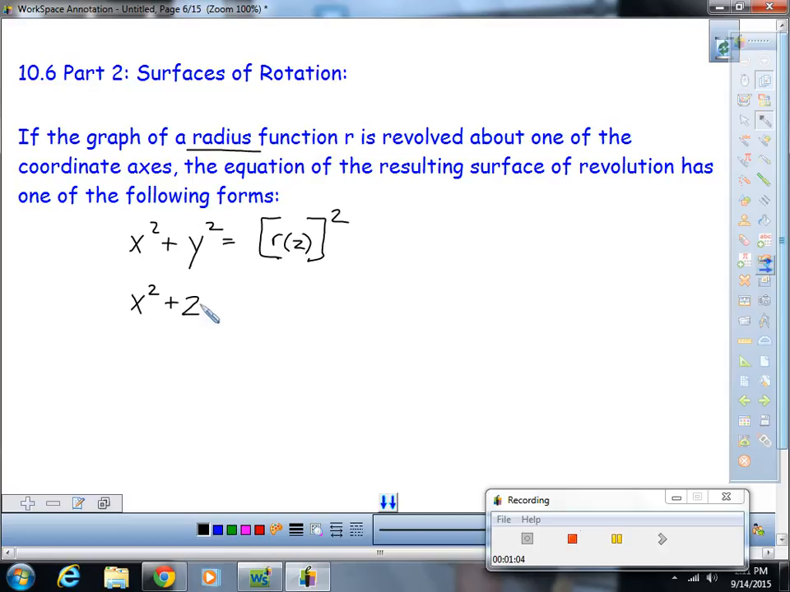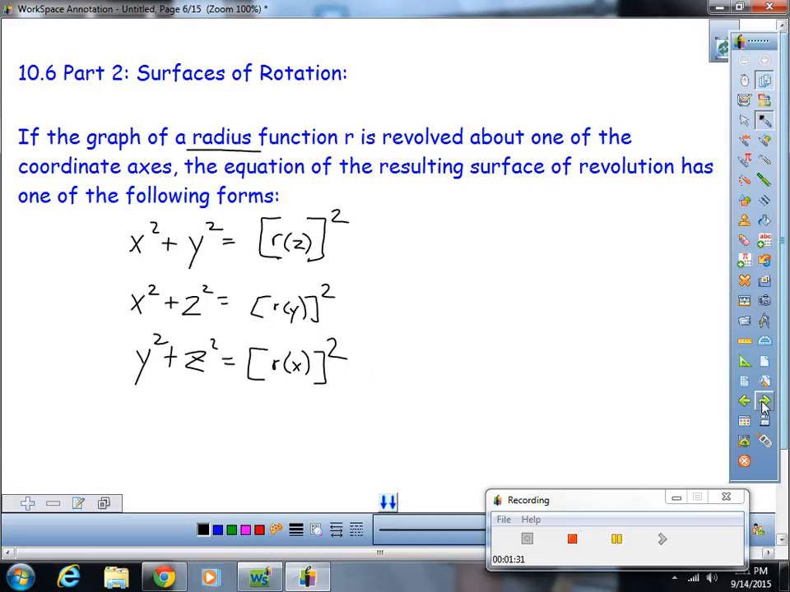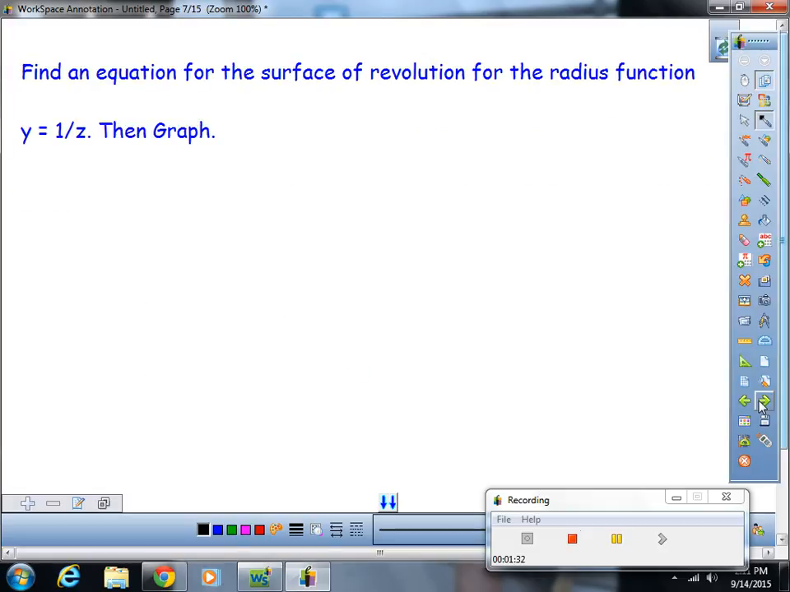x squared plus z squared is going to be some r of y squared. And then you'd have y squared plus z squared, and that's some function that defines the radius in terms of x. Okay, so let's just do two examples. Find an equation for the surface of revolution for the radius, and then sketch a graph.